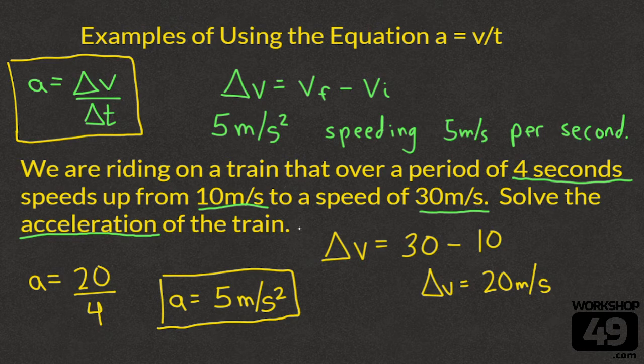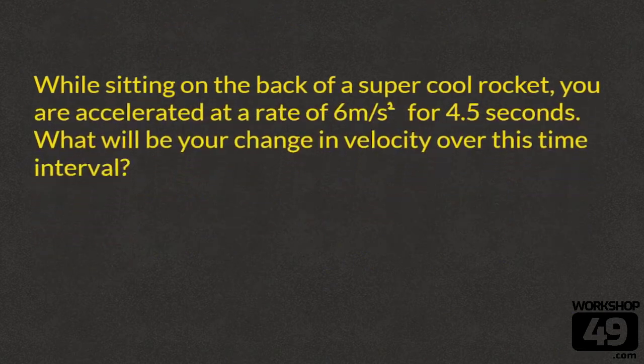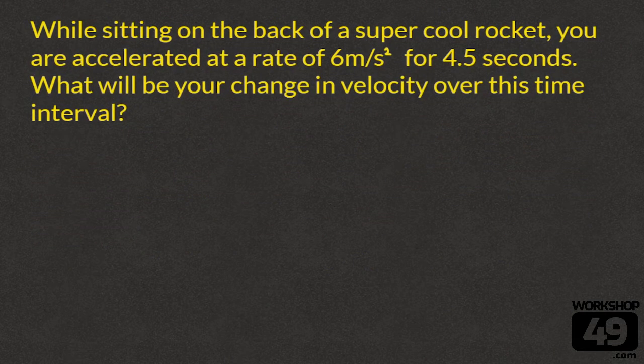Let's go ahead and look at a second question. I'm going to scroll down here, and I'm going to underline our key terms. While sitting on the back of a super cool rocket, like all the cool kids are doing, you are accelerated at a rate of 6 meters per second squared. Well, let's underline that. It says the word acceleration. As soon as you see that word acceleration, you know that you're not using your V equals D over T formula. You know that you're going to be using your acceleration equals delta V over delta T. The A is the acceleration, that's the giveaway.